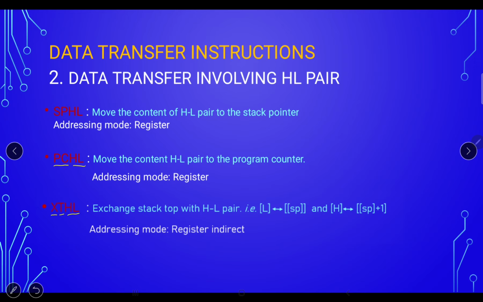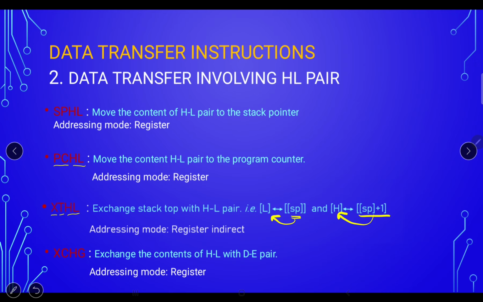Coming to the next one, that is XTHL, it stands for exchange the stack top with HL register pair. So, here the stack top suppose is pointed by SP, the stack pointer, then the value at that location is copied to L and the value at the next stack pointer, that is SP plus 1, is moved to register H, and here this belongs to register indirect addressing mode.